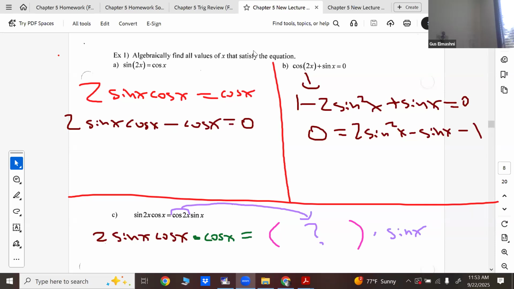For 3 pi over 2, cosine of 3 pi over 2 is 0, and sine of 3 pi is also 0. So that's okay. Then for pi over 3, sine of 2 pi over 3 is 1/2, cosine of pi over 3 is also 1/2. Wait, that's not correct. Sine x equals 1/2 is pi over 6. Yeah, see, that's why we check.